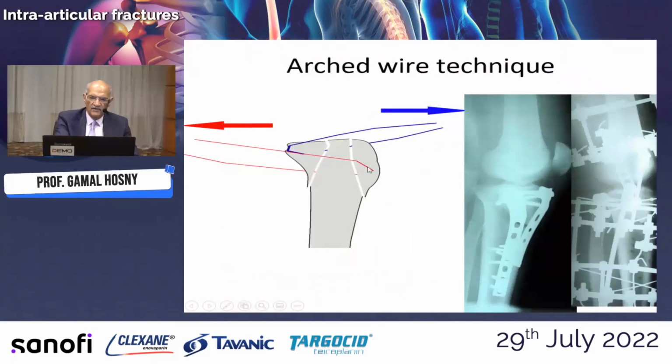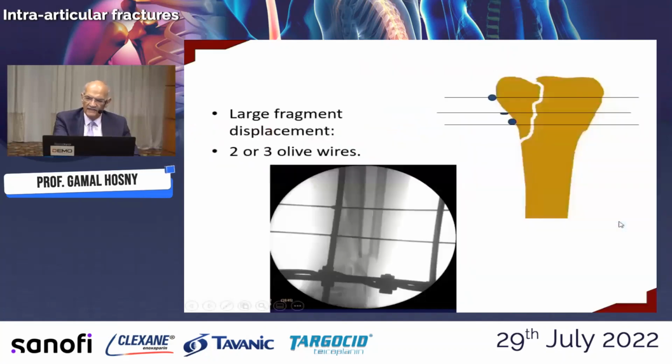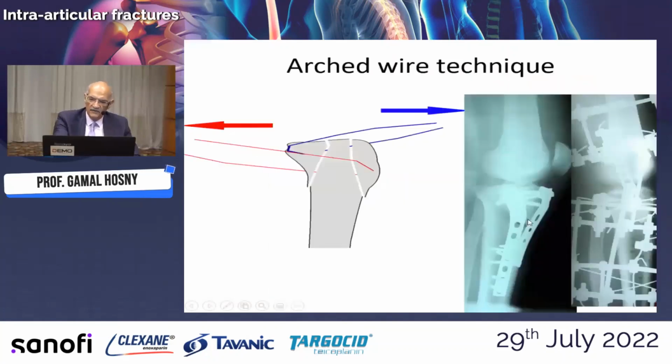Arched wire technique. You put the wire and bend the wire. Then when you tension it, you push the segment like this one. You see here, you have a gap in the sagittal plane, more than 1 centimeter. And then we remove the plate. We put multiple wires in the posterior part, a wire in the posterior part, another wire in the anterior part. In the posterior part, we push the wire, we curve the wire anteriorly. And in the anterior part, we curve the wire posteriorly and we tension them. So we had anatomic reduction.